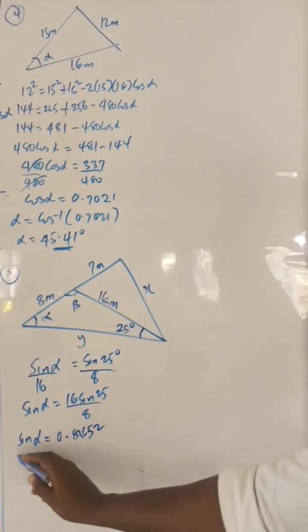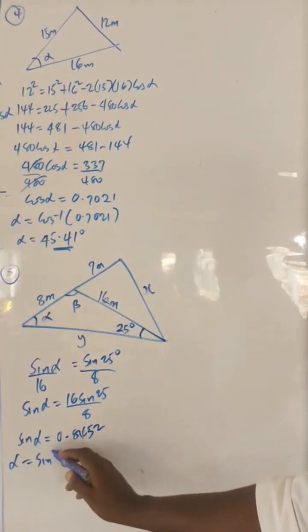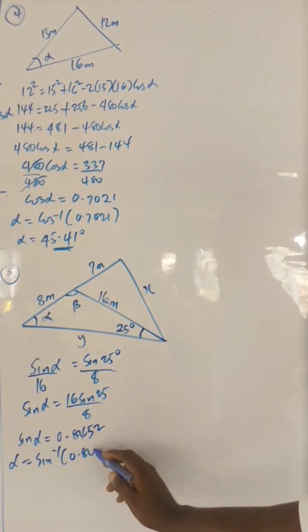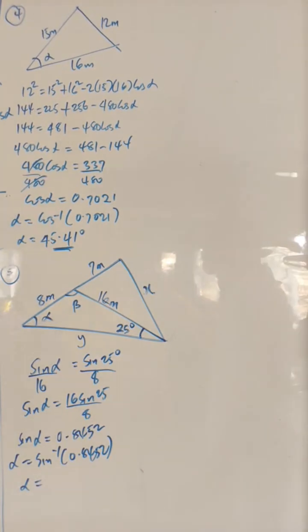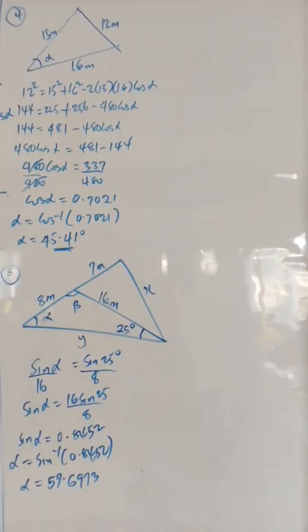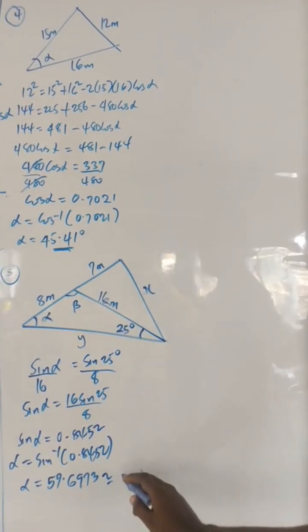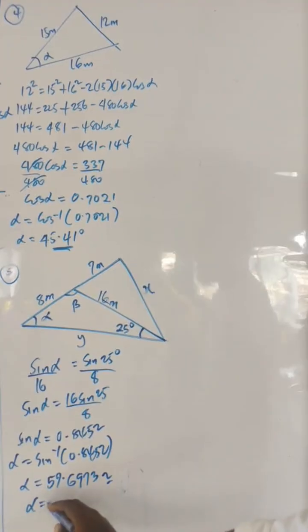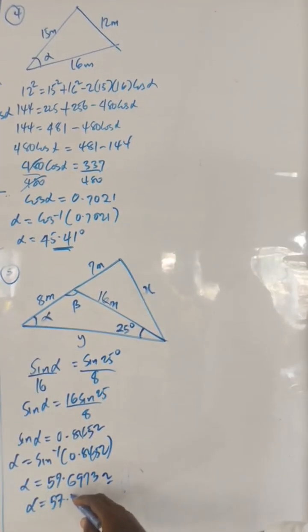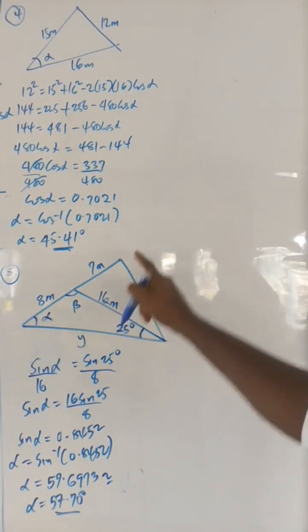0.8452. To get alpha, we'll do sine inverse on both sides. So press shift sine and put this value in front. You get alpha to be, which can be approximated as 57.70. So alpha is 57.7.